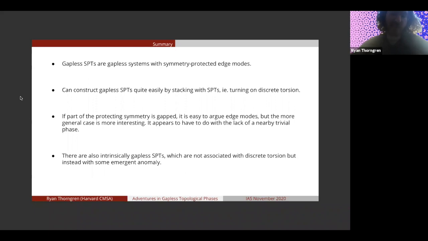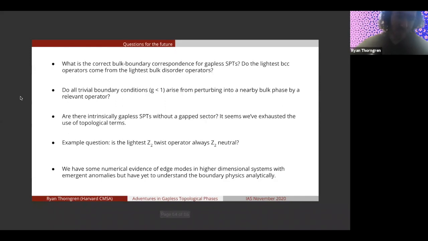If part of the protecting symmetry is gapped, meaning that we have a non-trivial string operator which is long-range ordered, then it's easy to argue the edge modes because it becomes an order parameter at the boundary. So the boundary has some kind of symmetry breaking type degeneracy, or at least it has an order parameter. There are also intrinsically gapless SPTs that I didn't tell you about.